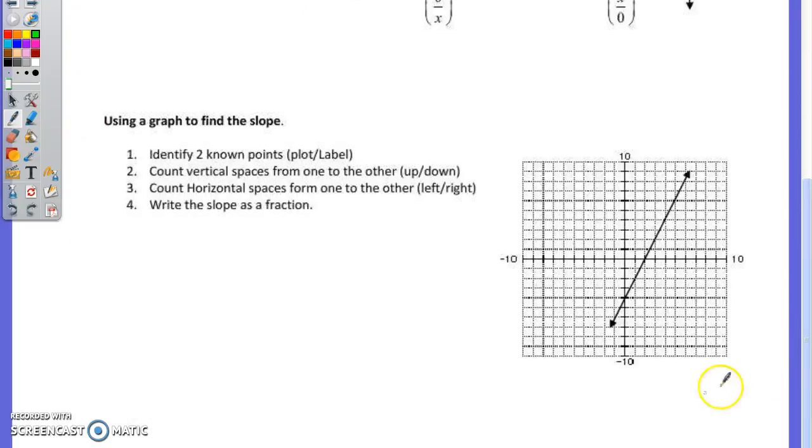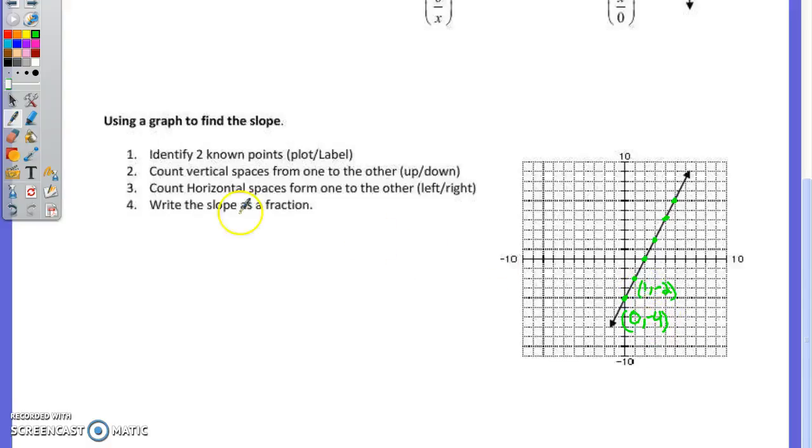Using the graph to find the slope, here were our steps. We talked about identifying two known points. Here would be a known point. It's where our line crosses an x and a y axis, or where you can identify what the ordered pair is. So this would be, for example, 0, 1, 2, 3, 4. This would be 0, negative 4. This would be 1, negative 2, and so on.